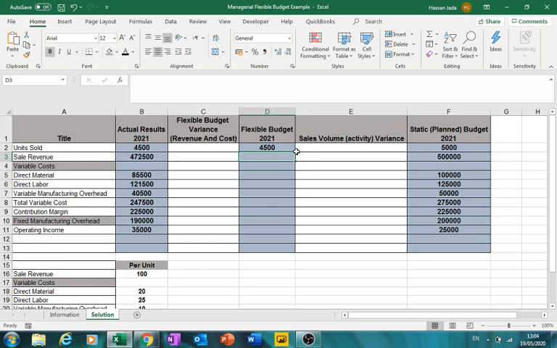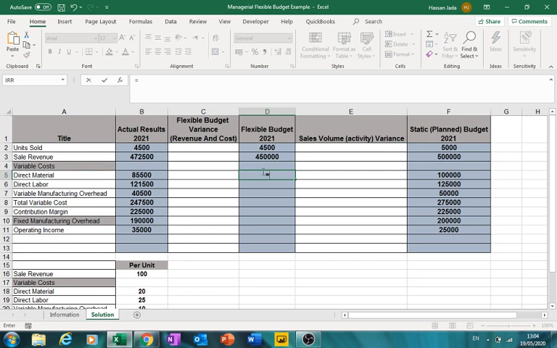Then we can set that we have here, according to the flexible budget, we must have 4,500 units multiplied by the anticipated selling price per unit, which is 100 as planned in the static budget. Then enter. We anticipate when we sell 4,500 units instead of 5,000 units, we must have $450,000 or JDs in sales revenue.